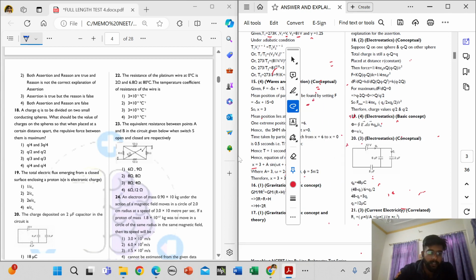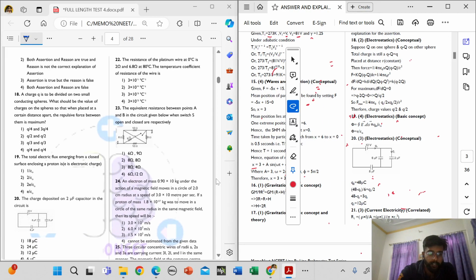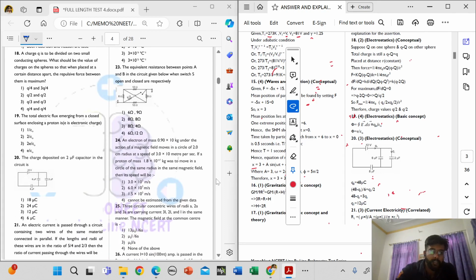From the electronics, the charge deposited on the 2 microfarad capacitor circuit is C. First of all, we calculate the total capacitance of the circuit. See, this 6 and 2 are in parallel. So in parallel, we will add them up. So these two will have 6 plus 2, that will be equal to 8 microfarad. So this 8 microfarad and this 8 microfarad are now in series.